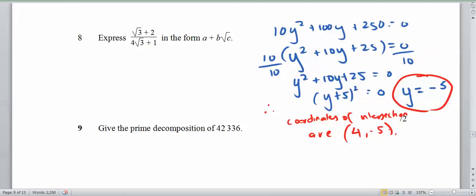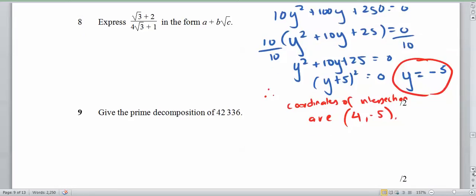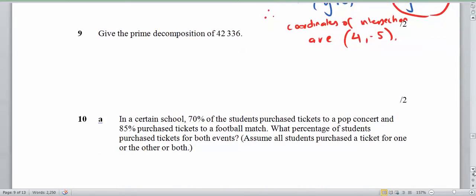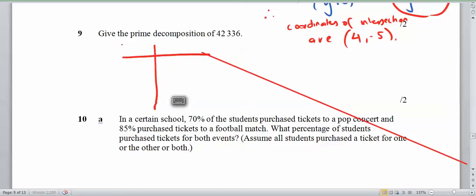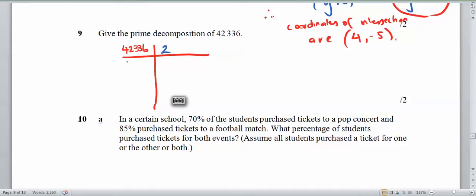Okay, let's go ahead and do another problem. Really should have given you guys more room in this revision sheet. Give the prime decomposition of 42,336. Now I'm doing this in my head, so forgive me. Divide that by 2 gives us 21,168. Divide that by 2 again gives us 10,584.